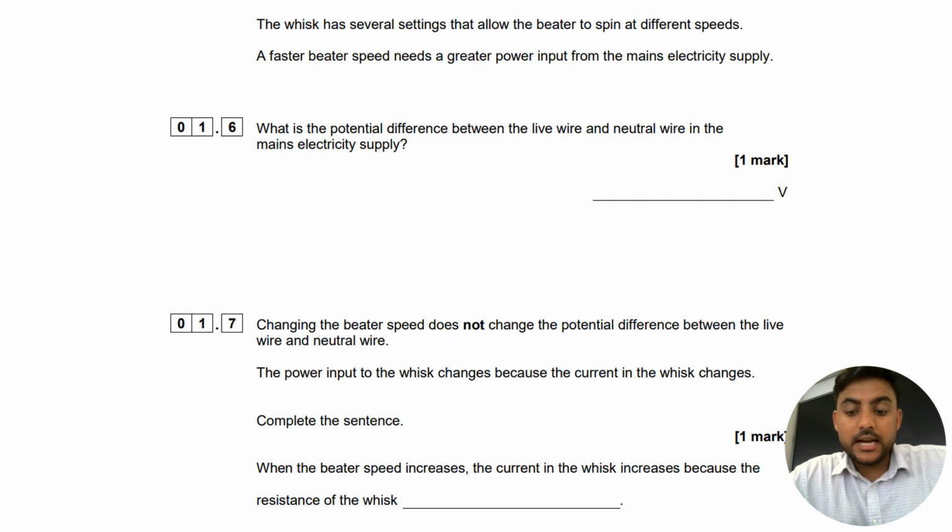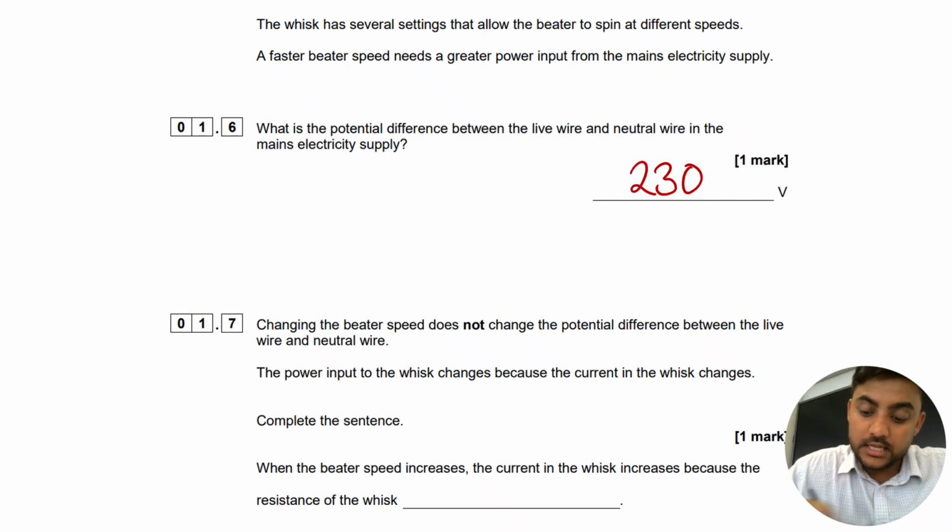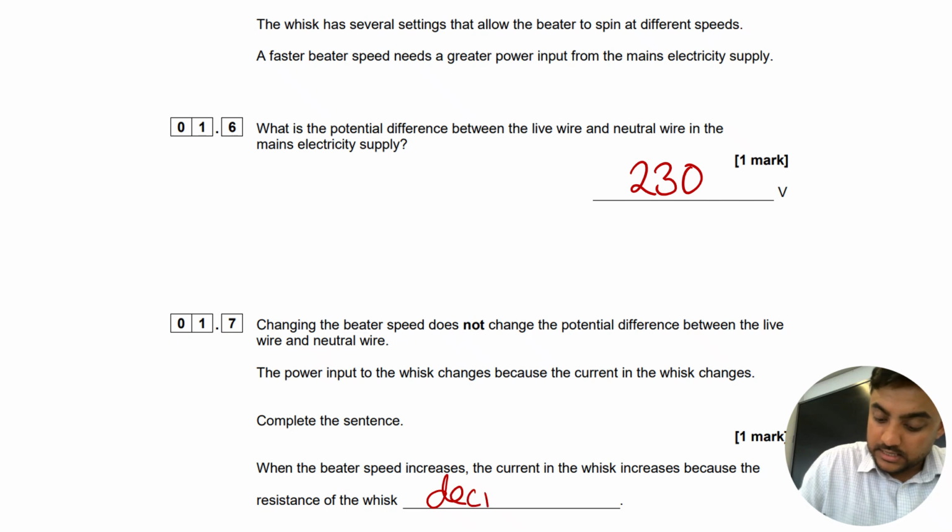These next questions guide us through very simply. It asks what the potential difference between the live wire and the neutral wire in the mains electricity supply is. This is 230 volts. Changing the beater speed does not change the potential difference between the live wire and the neutral wire. The power input to the whisk changes because the current in the whisk changes, and it asks us to complete the sentence. When the beater speed increases, the current in the whisk increases because the resistance of the whisk decreases.